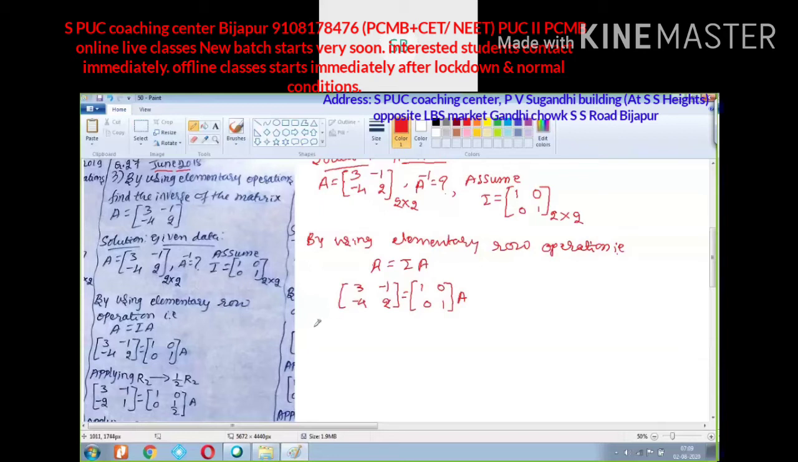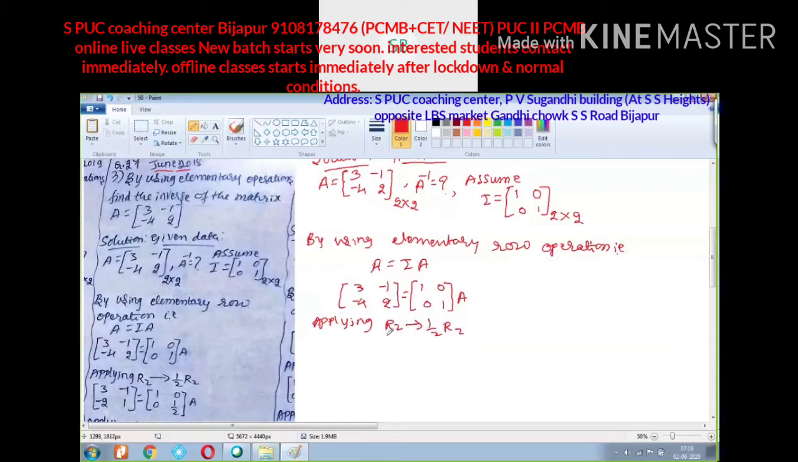How, you can see here. I am going to apply R2 changes to 1 by 2 times R2. Why have I taken 1 by 2? All of you got it? Here it is 2. If I multiply this 2 by 1 by 2, then it is going to come out as 1. For that reason, I have taken R2 changes to 1 by 2 R2.